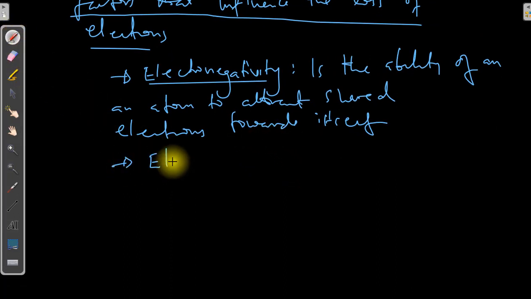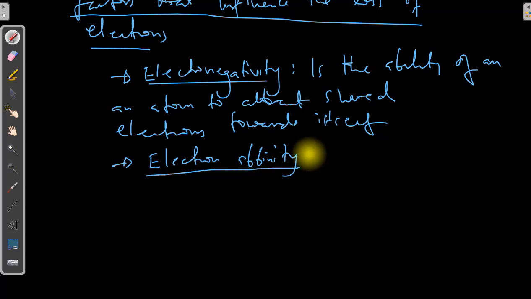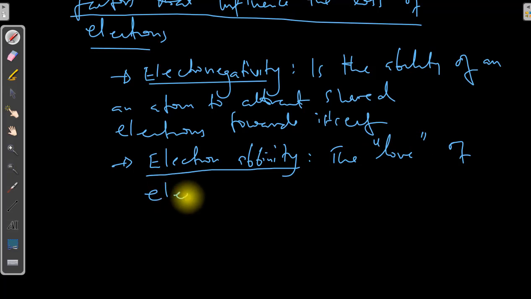Another factor here is electron affinity. The electron affinity is, I could say, the love of electrons. Basically, objects with a high electron affinity tend to take all the electrons, so they become negatively charged, while the opponent becomes positively charged. And lastly, the work function.